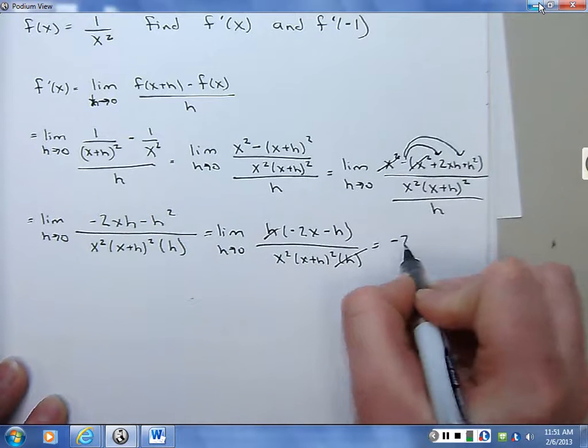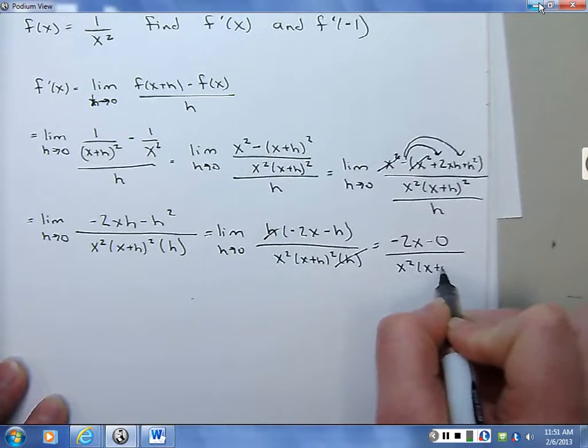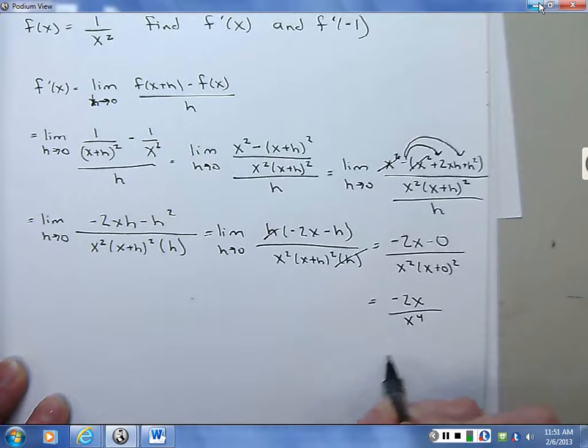I'm left with minus 2x minus 0 over x squared, (x plus 0) squared, which gives me minus 2x over x to the 4th, which gives me minus 2x to the minus 3, or I can write that as minus 2 over x cubed.